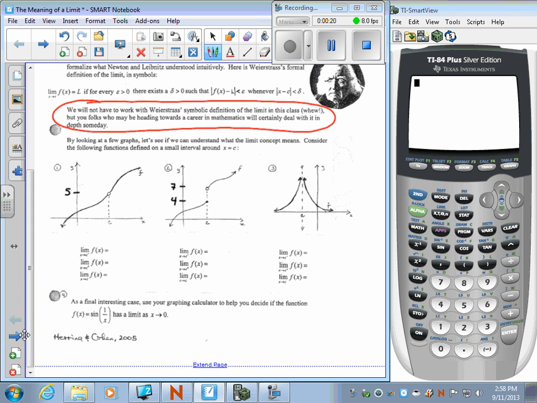When we look at these graphs, we should be able to identify these limits graphically. So again, this should be a review. You've done limits in your past mathematical career. We're just refreshing our memories on this.